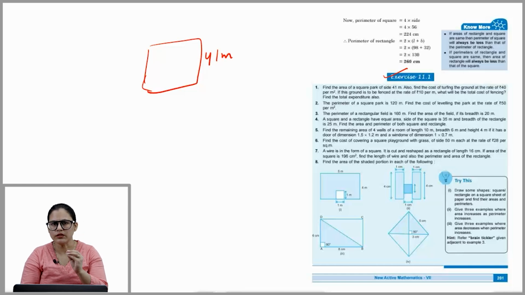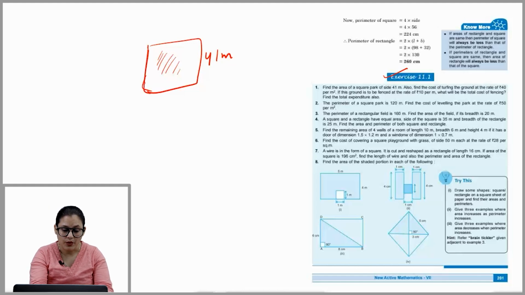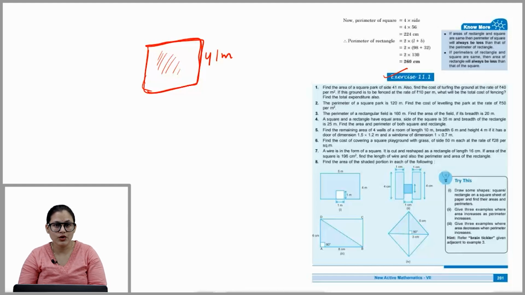First we have to find the cost of turfing the ground. Okay, so turfing the ground, that means we have to find the area of ground and then we'll multiply the area by the cost which is given rupees 40 per meter square. Okay, then again this question is there, if ground is to be fenced, where do we do the fencing? We do fencing at the boundaries. So what we have to find out, we have to find out the perimeter, okay, and then cost of fencing is also given, and at last we have to find out what is the total expenditure, means cost of turfing plus cost of fencing, okay. So let's find out.